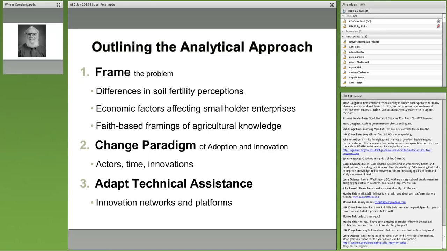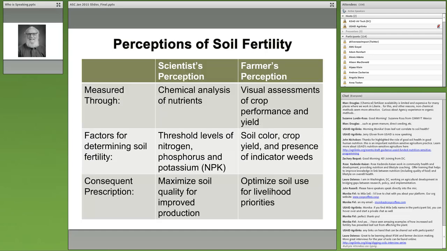After framing the problem, I'll turn the floor over to Ephraim who will provide some concrete examples of the adoption of soil management practices. And then later I'll come back and discuss the paradigm or the changing paradigm of adoption, adaptation, and innovation. And then we can discuss the implications for scaling up improved soil management practices.